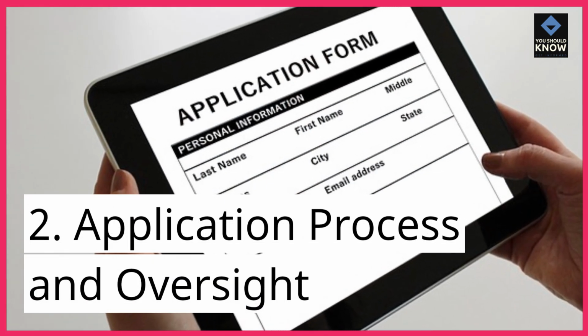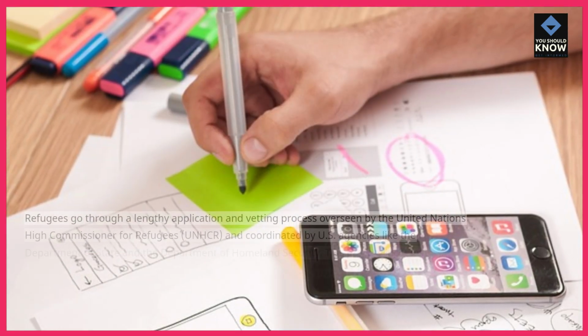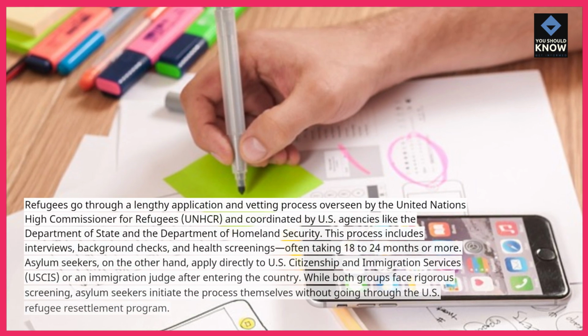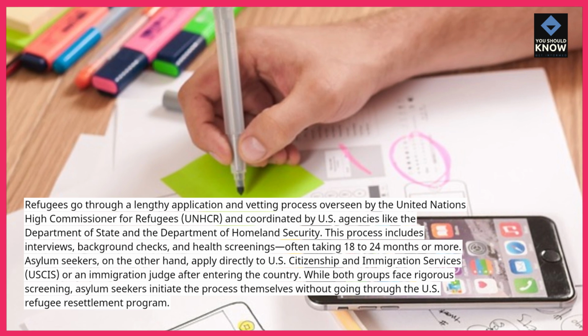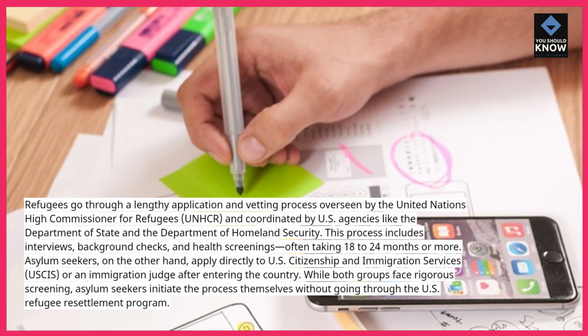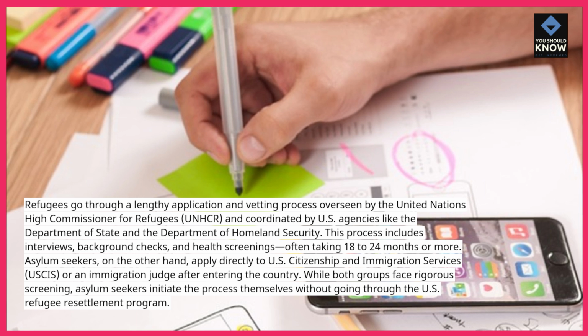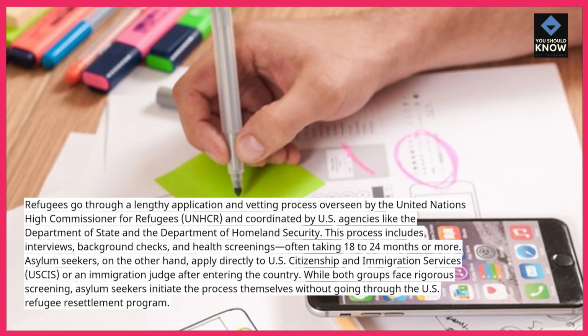2. Application process and oversight. Refugees go through a lengthy application and vetting process overseen by the United Nations High Commissioner for Refugees, UNHCR, and coordinated by U.S. agencies like the Department of State and the Department of Homeland Security. This process includes interviews, background checks, and health screenings, often taking 18 to 24 months or more.